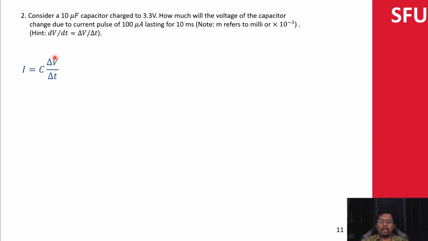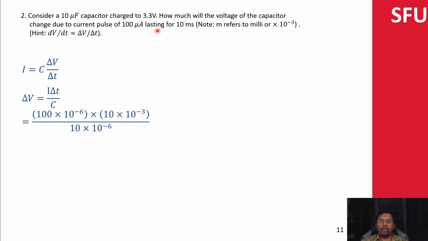So let's calculate the delta V. You're going to rearrange the terms and then figure out the value. So we basically find that delta V is I delta T by C. And we substitute I, coming from here, the 100 microamp pulse. So that's the current. And then it's lasting for 10 milliseconds, or 10 to the minus 3, and then divide by 10 to the minus 6. This comes to 10 times 10 to the minus 3, or 10 millivolts. So notice you happen to use the same capacitor as in the previous example, and your current pulse is going to be much smaller.